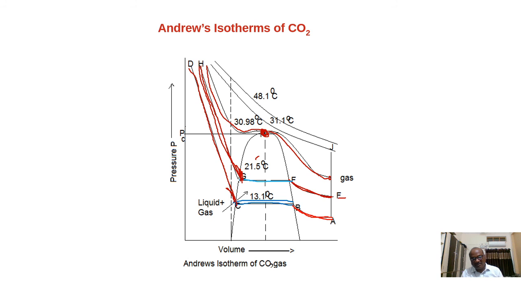At what temperature did we get it? It was at 30.98 degrees centigrade. Means we say 30.98 degrees centigrade is the critical temperature of CO2. Next you see just 31.1 degrees centigrade, maybe 0.102 degrees centigrade more. Here it is A, and you see what is present. What is the temperature? 31.1 degrees centigrade, just higher than this 30.98 degrees centigrade.